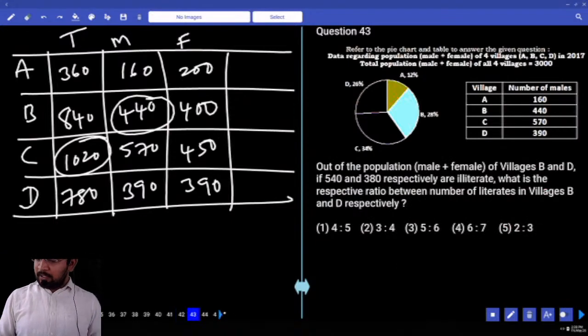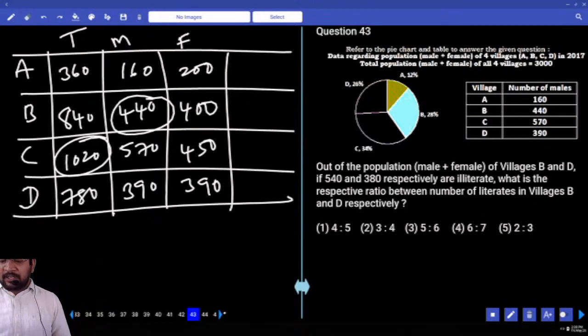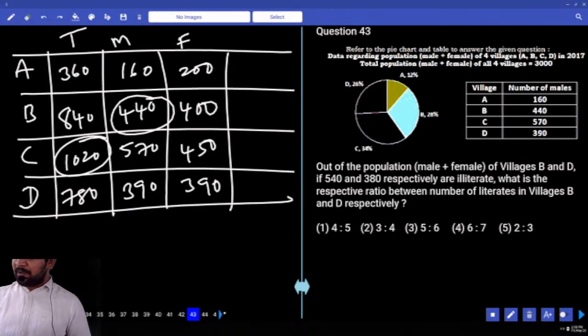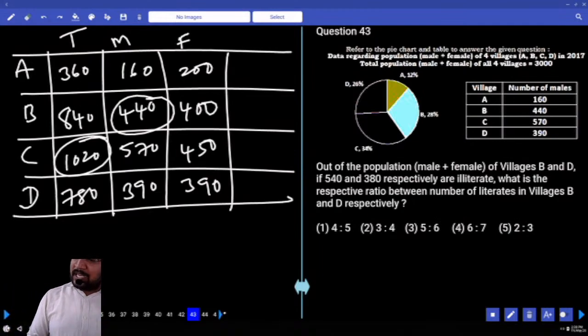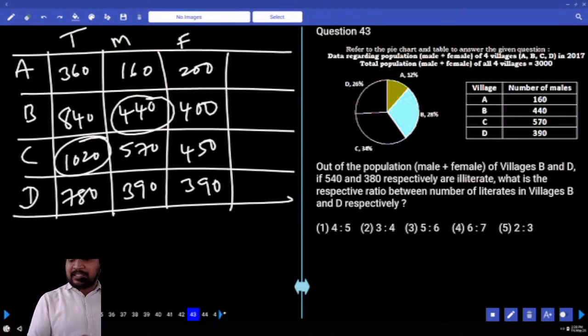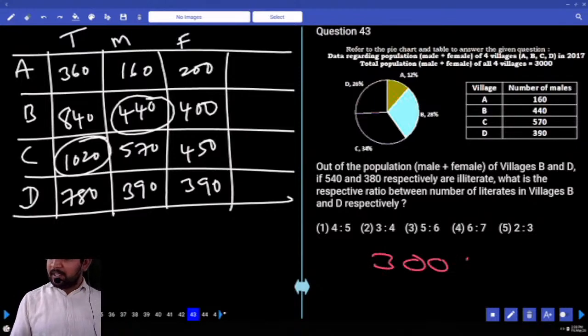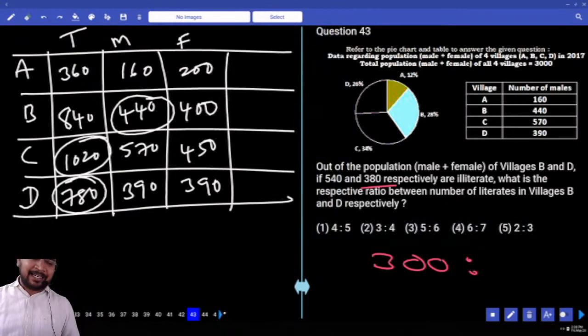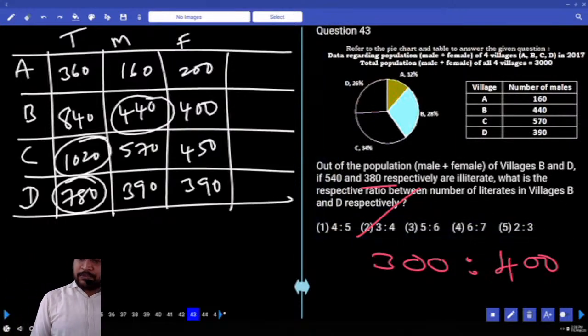Question number 43. Out of the total population of village B and D, if 540 and 380 are respectively illiterate, what is the respective ratio between the number of literate in village B and D? First of all, village B total population is 840. Out of 840, 540 are illiterates, then the remaining 300 are literates. Coming to village D, total is 780. Out of 780, 380 are illiterates. Remaining are 400. So 300 is to 400, which is 3 is to 4.